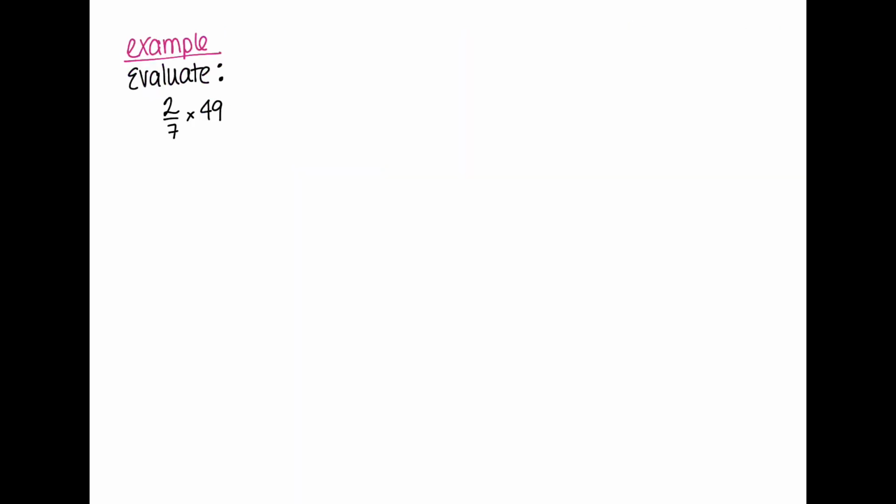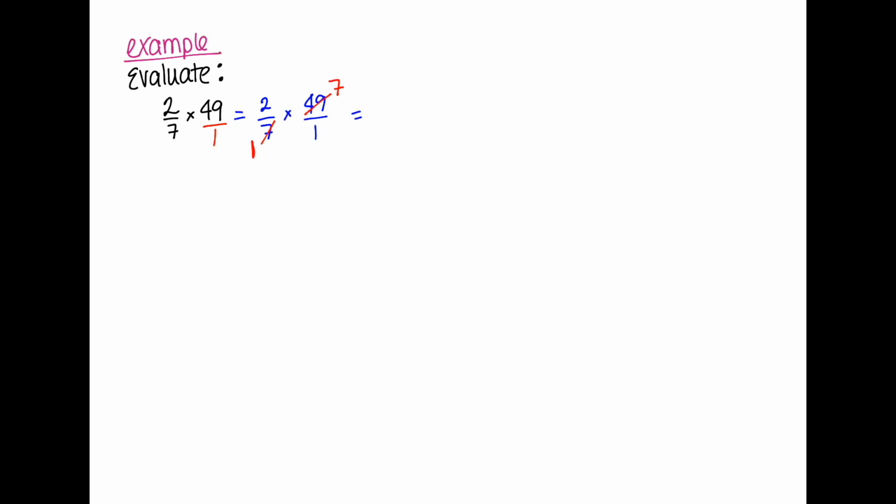Let's go ahead and just do one more example. So 2 over 7 times 49. I'm going to write this as 2 over 7 times 49 over 1. Now, I noticed something right away. Let me finish writing it down. I noticed that if we're looking for common factors on the top and the bottom, 7 and 49 have a common factor of 7. So 49 divided by 7 is 7, and 7 divided by 7 is 1.